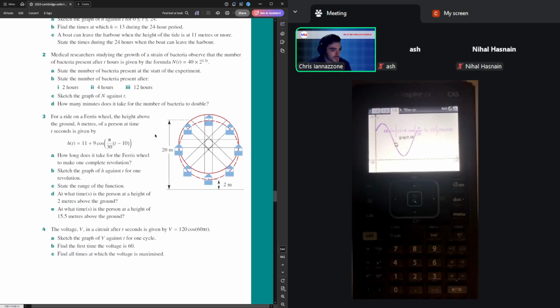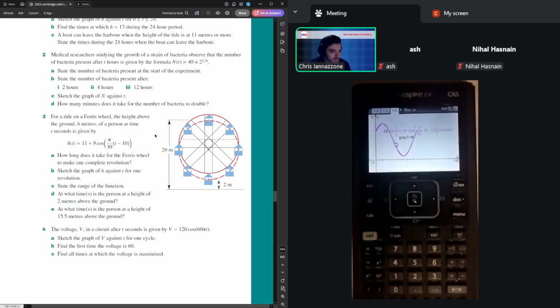And that's what it says, sketch for one revolution, so you're able to identify or choose what revolution, what domain you would like to use. Part C, state the range. We kind of already talked about this one already. It's going to be 2 to 20.